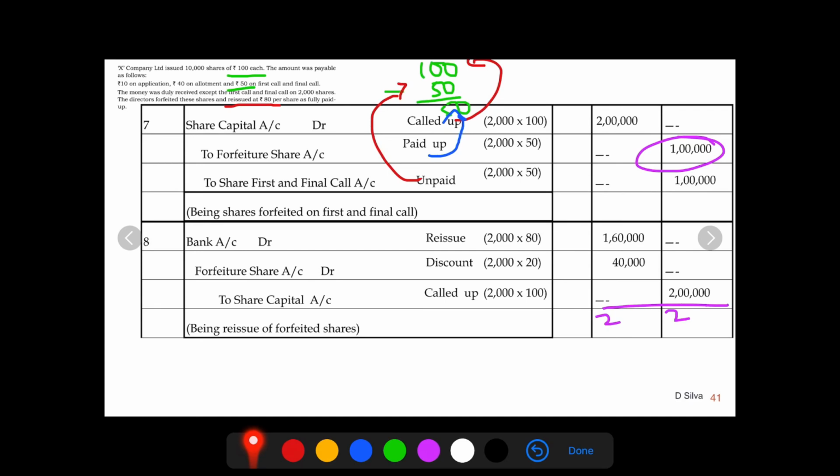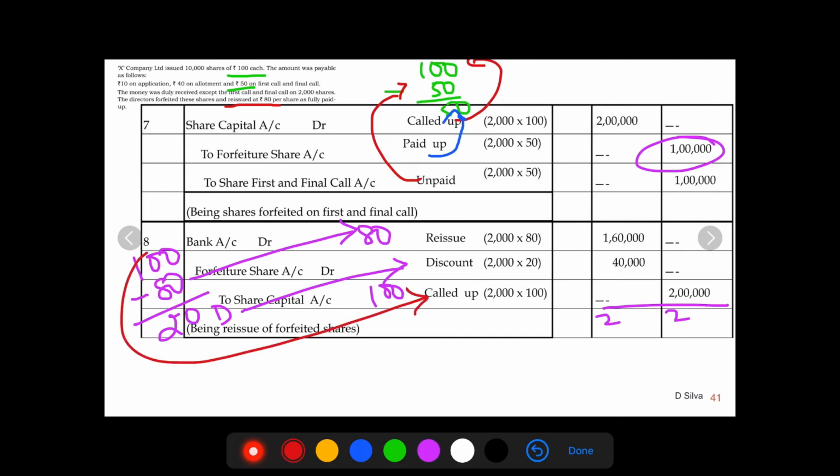So students, the other way to understand, to put it across in simple terms, look out for the information given in the question. Take the reissue value, put it in the bank account. So how much did we get? 80 rupees. What exactly is the nominal value? It is 100 rupees. So 100 minus 80, we will get 20 rupees. What is discount? 80 rupees is the reissue. The called up amount is 100.